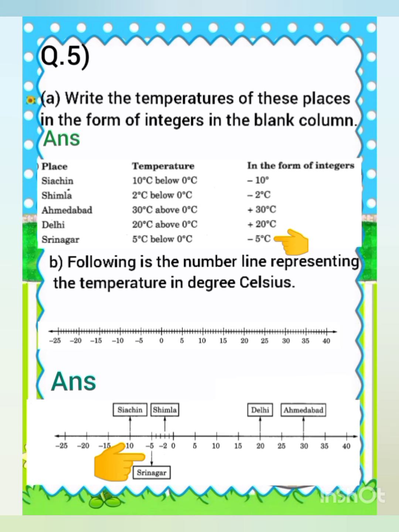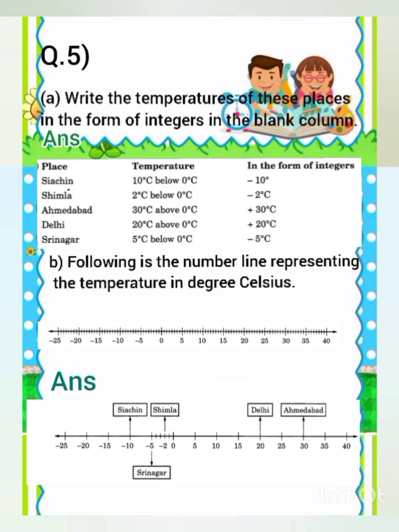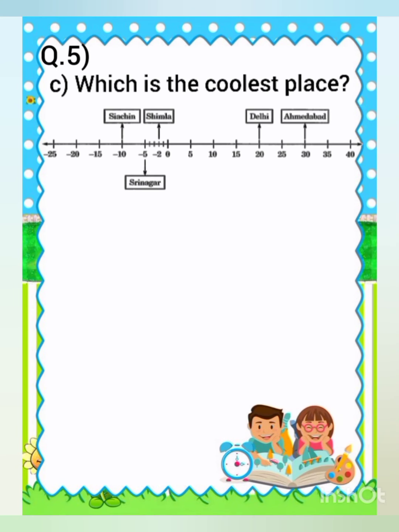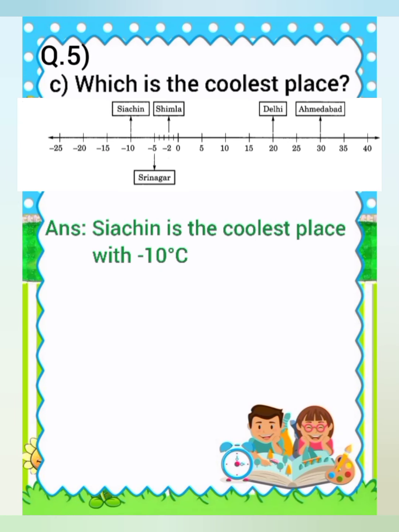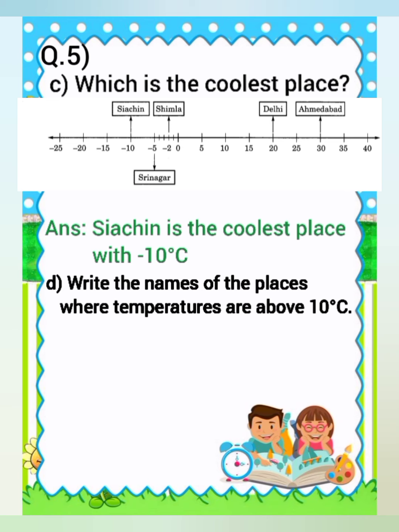Now, we will use this sub-question B answer when we are solving sub-question C. Here, sub-question C is: which is the coolest place? So, here, the coolest place is Siachen because there it is minus 10 degrees Celsius. Siachen is the coolest place with minus 10 degrees Celsius. Now, let's read sub-question D. Write the names of the places where temperatures are above 10 degrees Celsius.